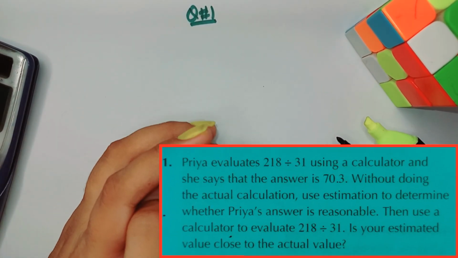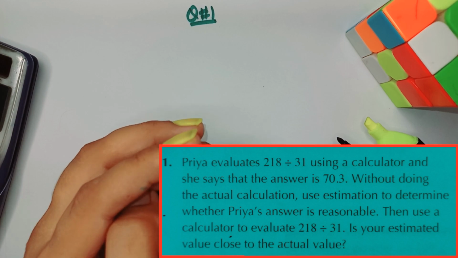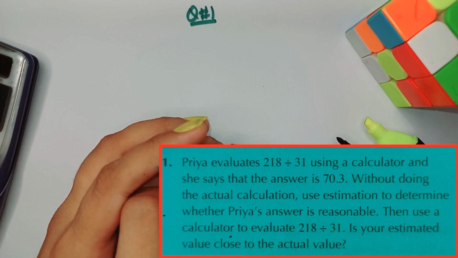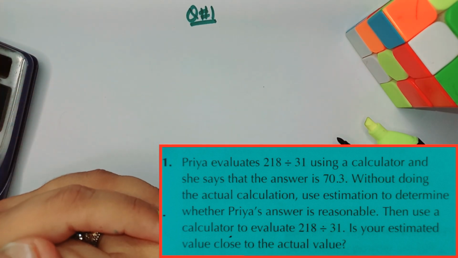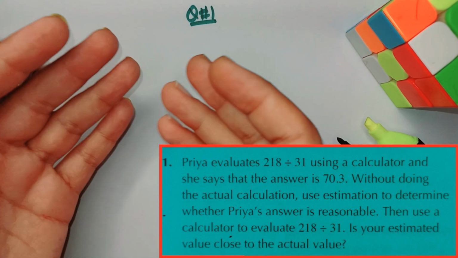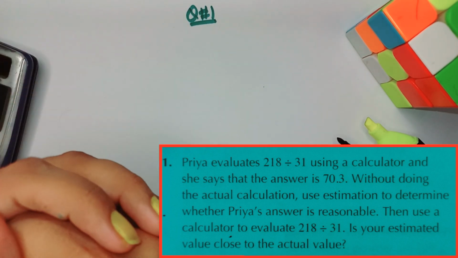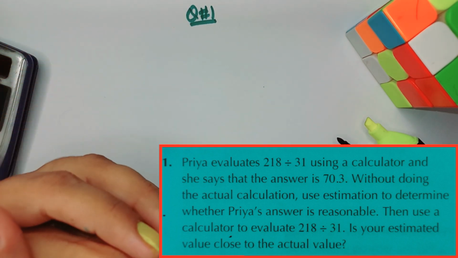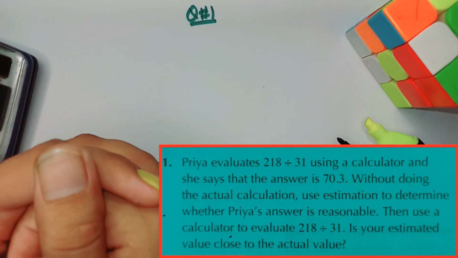Question number 1. Priya evaluates 218 divided by 31 using a calculator and she says that the answer is 70.3. Without doing the actual calculation, use estimation to determine whether Priya's answer is reasonable. Then use a calculator to evaluate 218 divided by 31. Is your estimated value close to the actual value?